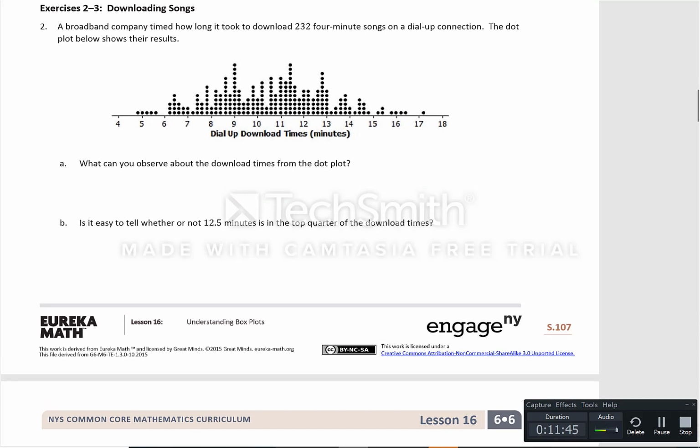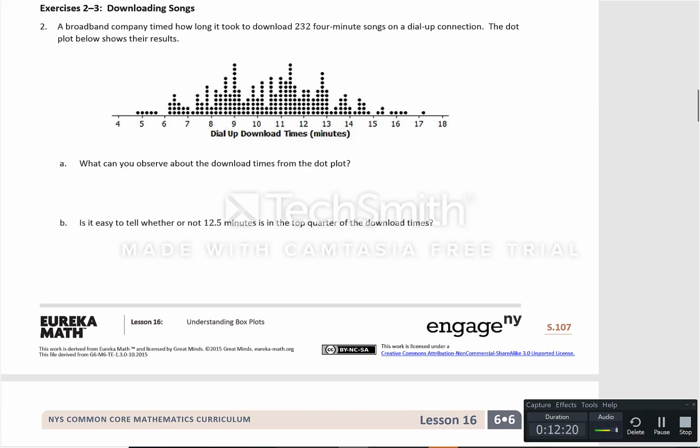Downloading songs. A broadband company timed how long it took to download 234 4-minute songs on a dial-up connection. The dot plot below shows the results. So you may not know what a dial-up connection is, but that is irrelevant to our problem. But we can see down here, these data points seem like a much better time than these, because to download 232 songs, some people only did 5 minutes, but some people were over 17 minutes.